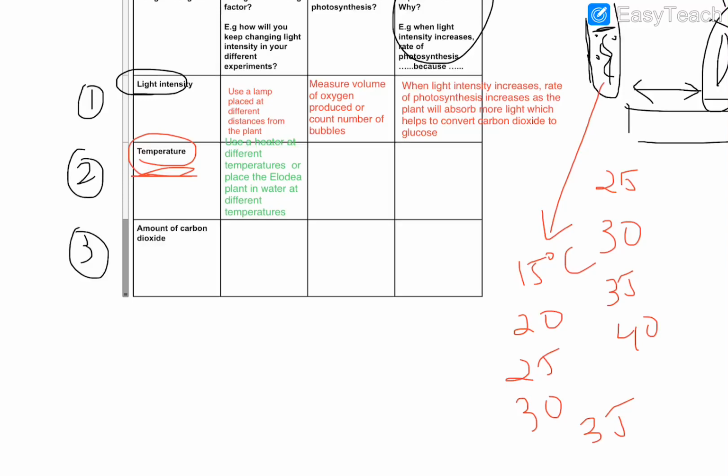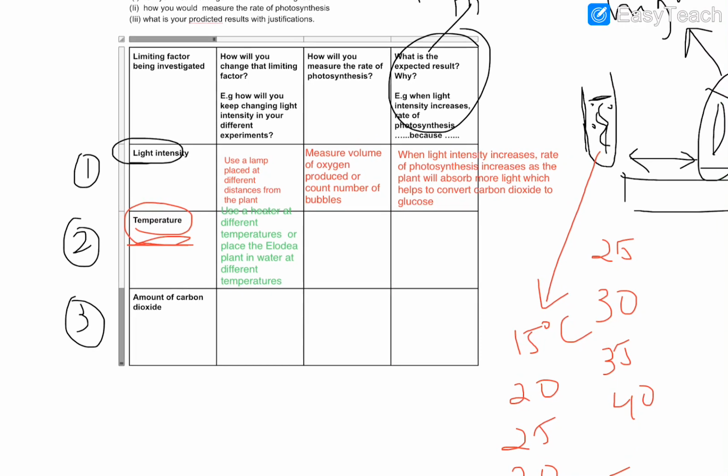So then how will you measure the rate of photosynthesis? It's going to be the same thing as above. So same thing. You're again going to measure the volume of oxygen or count the number of bubbles. And what is expected?